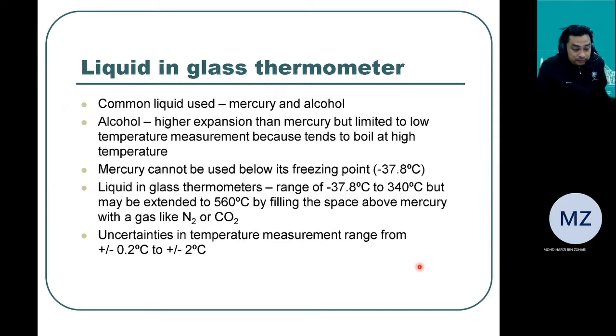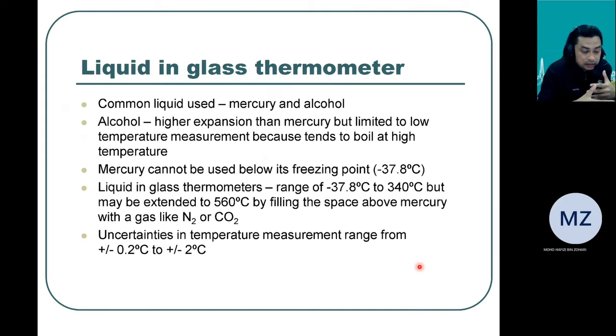For the liquid in glass, which is mercury, of course it needs to be above its freezing point, which is negative 37.8, up to the maximum for mercury, which can be 340 degrees C. But if we add a few more chemicals inside the mercury, we may have a higher range. Maybe it can go up to 560 degrees C.